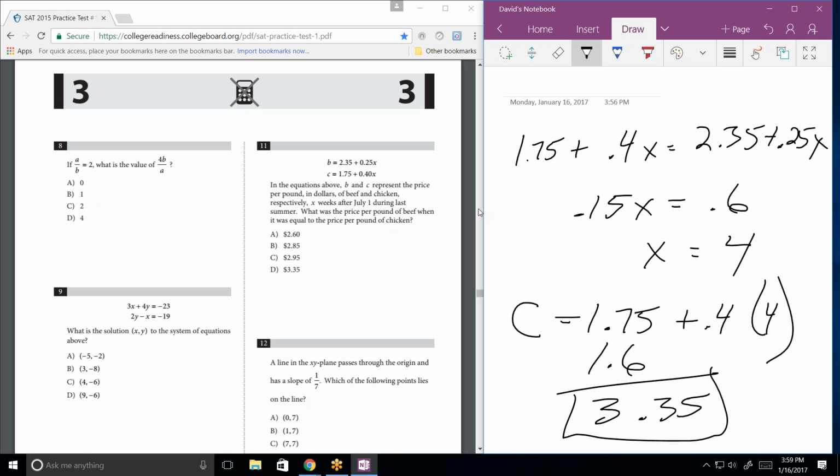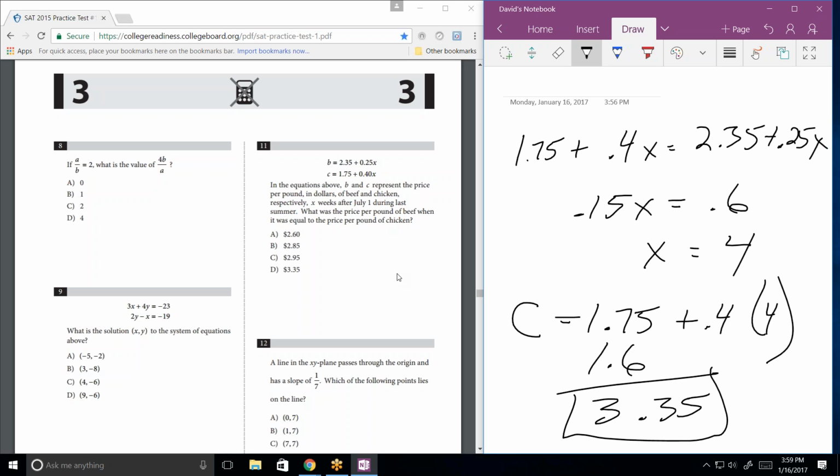In other words, it just reinforces that if you come up with an answer that is not one of your multiple choices, then you need to rethink the way you're doing the problem. A lot of times rethinking it is merely rereading it. What were they asking for? They weren't asking for x. They were asking for C.